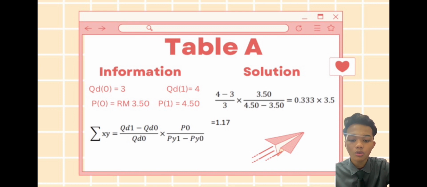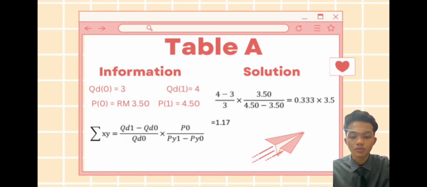But before we get to the solution, we must find the information from the table. So this is what I found from the table. First, the old quantity demanded is 3 and the new quantity demanded is 4. And then we also have the old price, which is 3 ringgit and 50 cent, and the new price, which is 4 ringgit and 50 cents. After we get all the information, we can do the solution now.